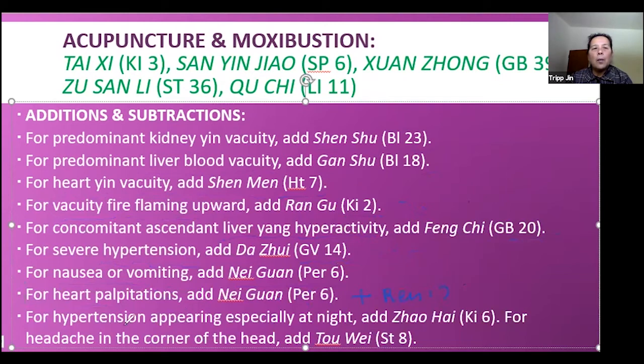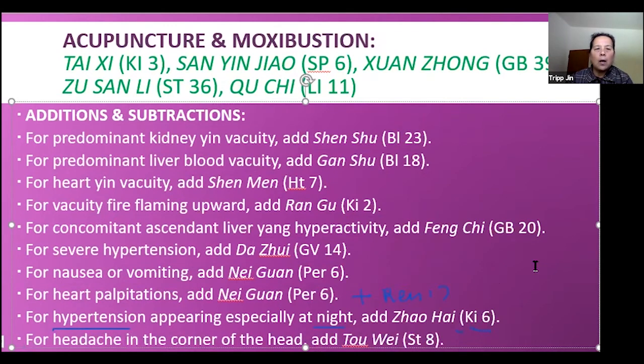So for patients with hypertension, especially at night, add Kidney 6. That's mainly a kidney-nourishing point. If the patient has trouble mainly at night, it is mainly deficiency. And for headache, if the patient has headache especially on the corner of the head, that's a special location, Stomach 8. So we can add Stomach 8 as a local point there.